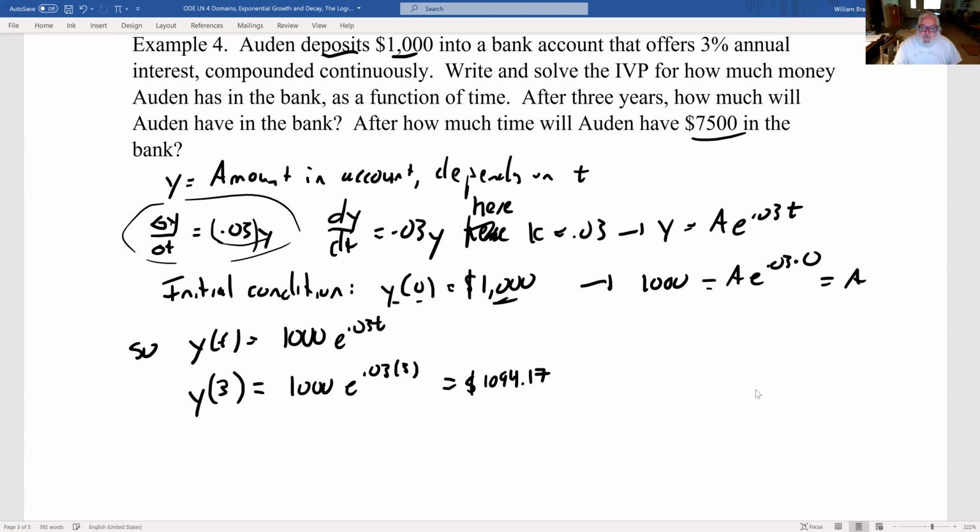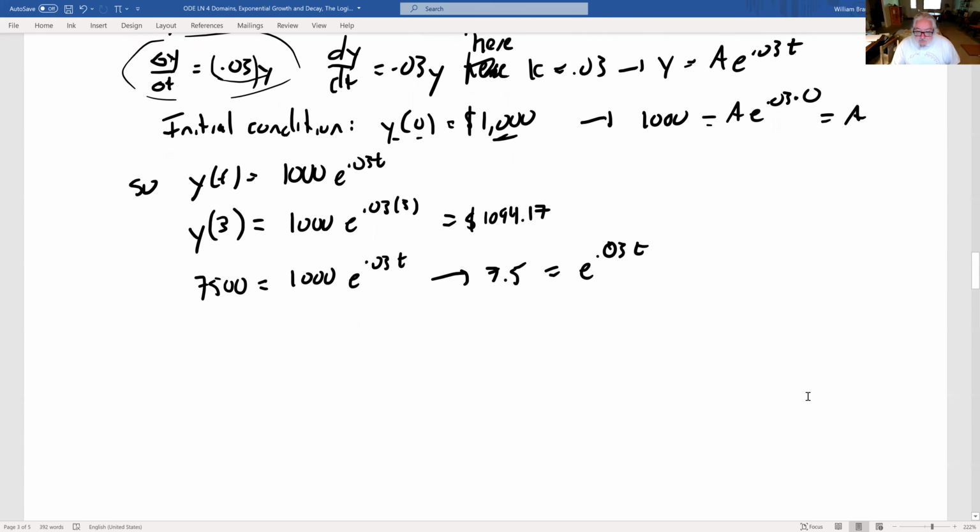When will they have $7,500 in the bank account? Remember, $7,500 is the y, so that means I want to solve $7,500 equals 1,000 e to the 0.03 t. Solve that for t. How do you go about doing that? Divide both sides by 1,000. You get 7.5 equals e to the 0.03 t. Take the natural logarithm of both sides. And remember that the natural logarithm of e raised to something is just whatever is in the exponent.